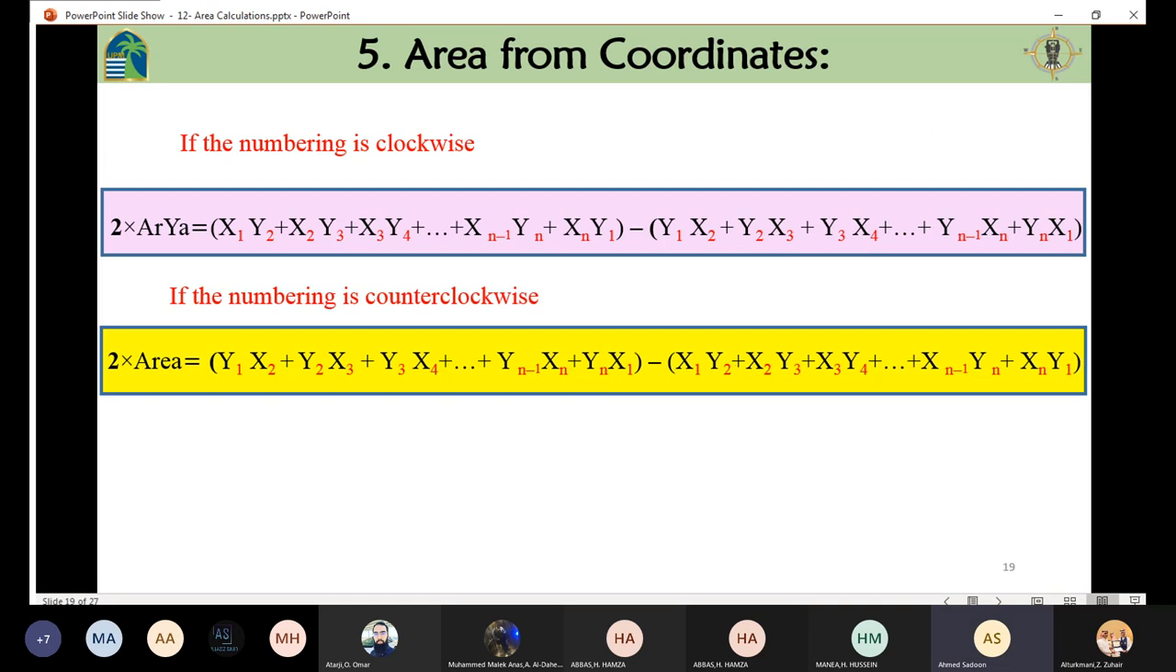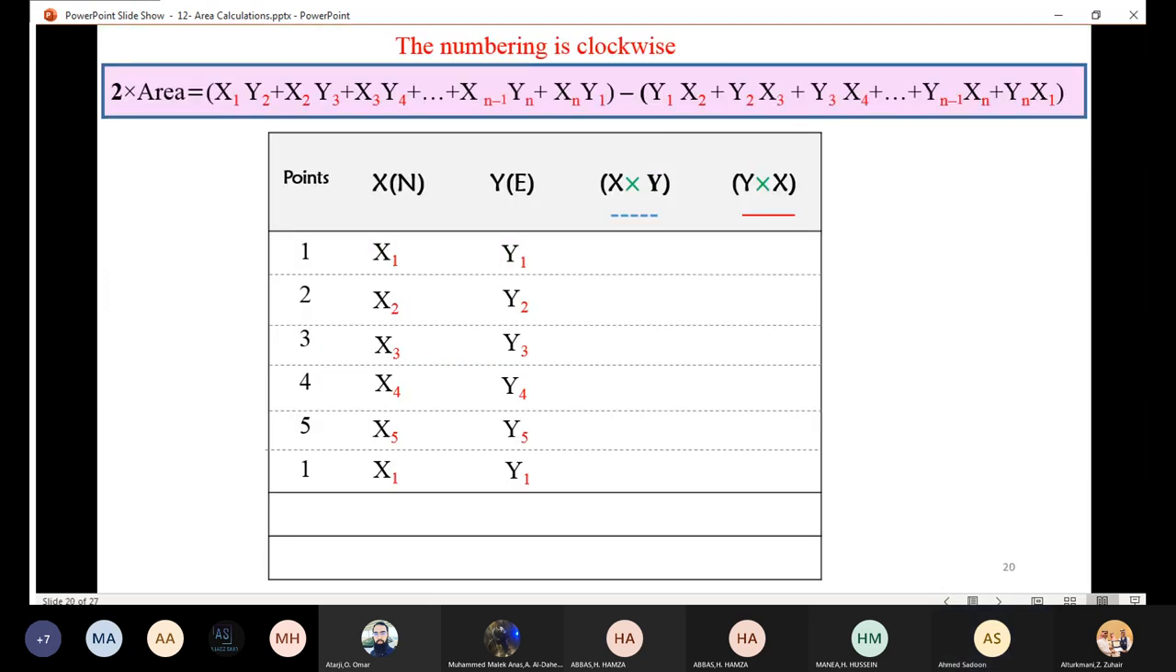Now, you may say that it's difficult for me to memorize these formulas. You are right. It's difficult to memorize this. That is why I'm going to introduce to you a simple method so that you can determine the area without memorizing these formulas. So let's see how to do that. Assume that the numbering is clockwise, which means that I'm going to use this formula, right? But again, I'm not going to memorize this formula.